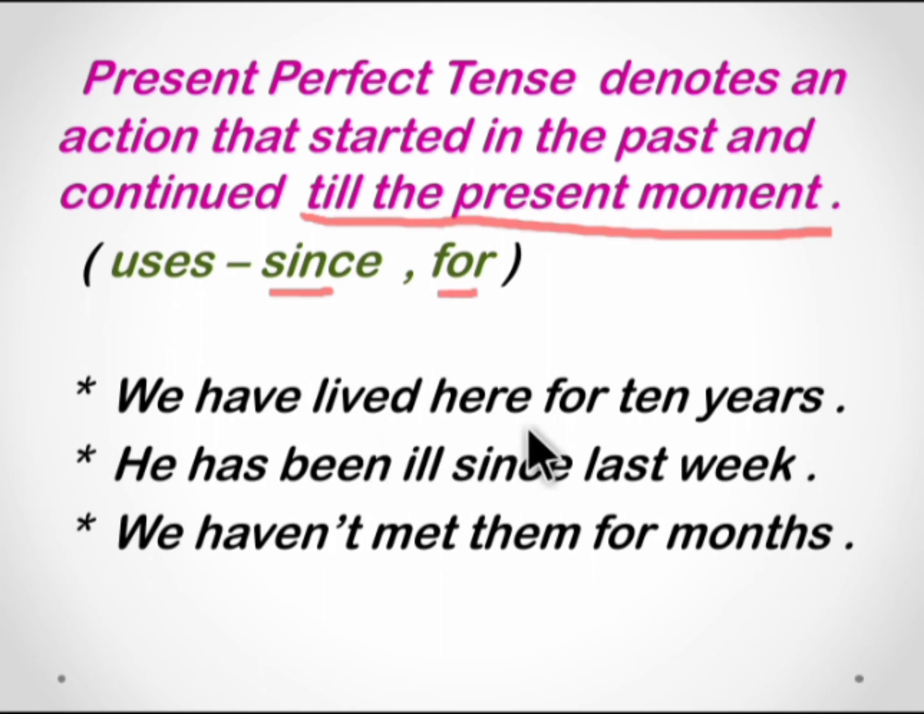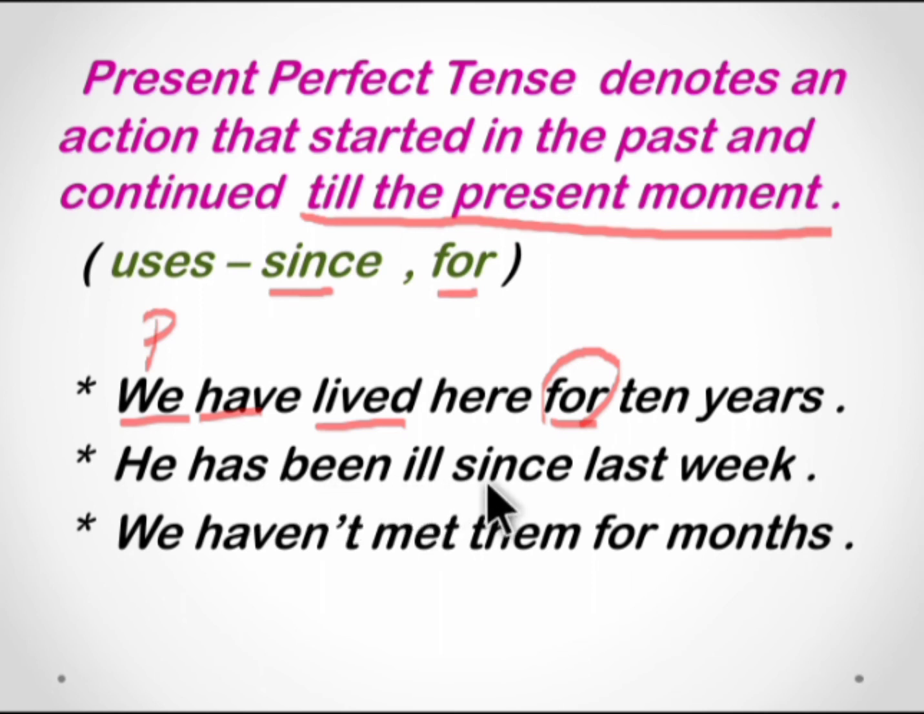We have lived here for 10 years. That is, 10 years before you started living in this place. Till now you are living there. We is a plural subject, and so we use have. Lived is the past participle of live. We use for to denote that you still live there.